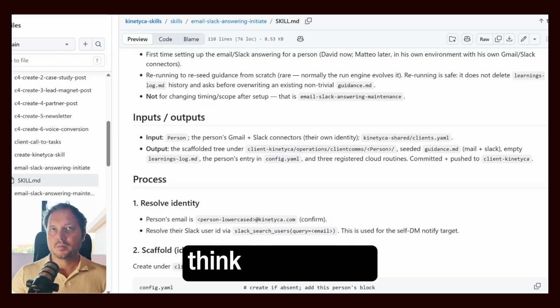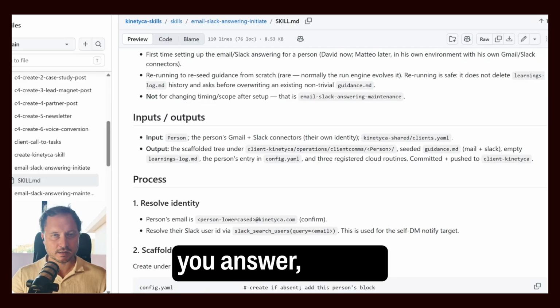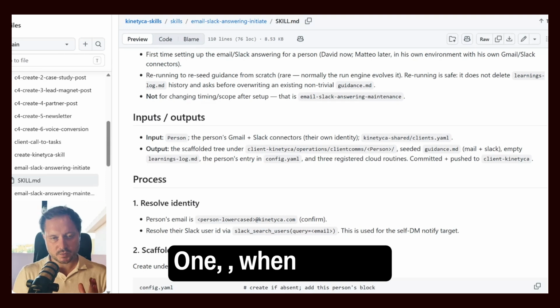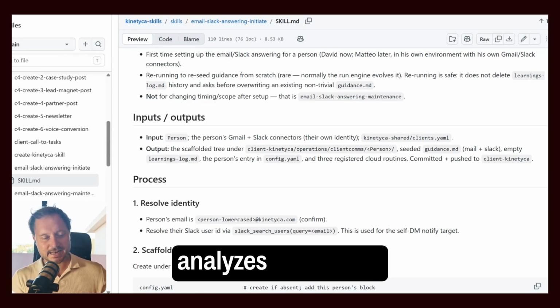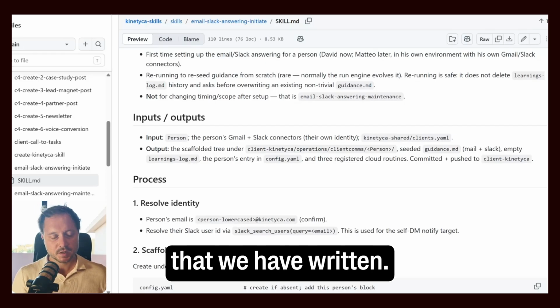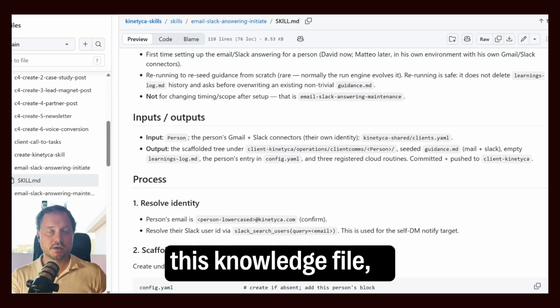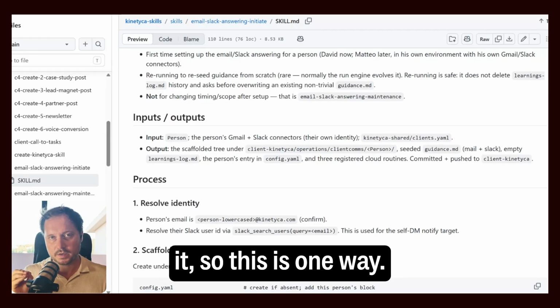Then you have to think about how you want this skill to understand how you answer, how you speak, to speak in your language. This is done in two ways. One, when we run the initiate skill, it analyzes the last 50 emails and the last 50 Slack messages that we have written. Based on this, it creates a knowledge file, and in this knowledge file it has the memory and the understanding of it. So this is one way.